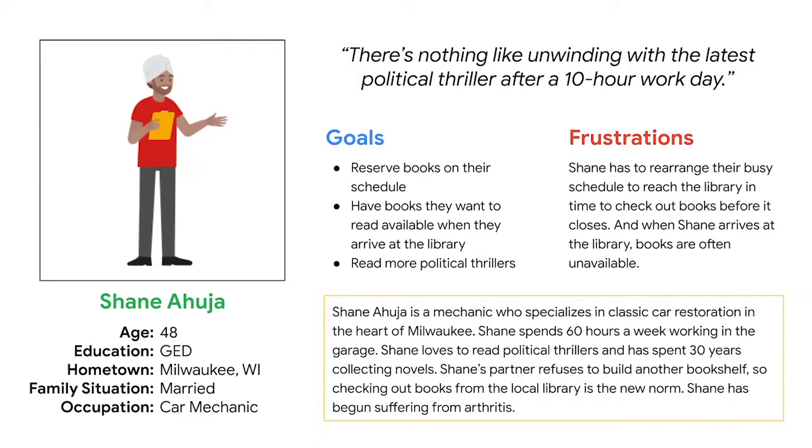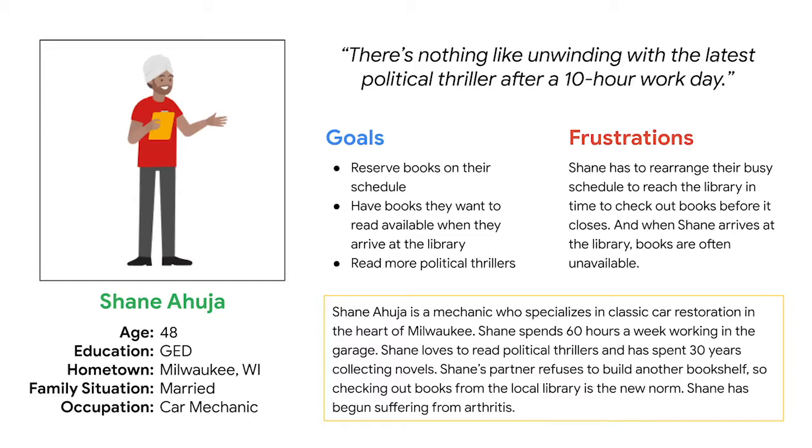So for my persona, I'll say Shane is 48 years old. They have a GED and live in Milwaukee, Wisconsin. They're married and work as a car mechanic. Shane works 60-hour weeks and finds it hard to reach the library before it closes at 5 p.m. They rely on the library as a source for new books. Shane, unfortunately, has recently begun experiencing symptoms of arthritis.